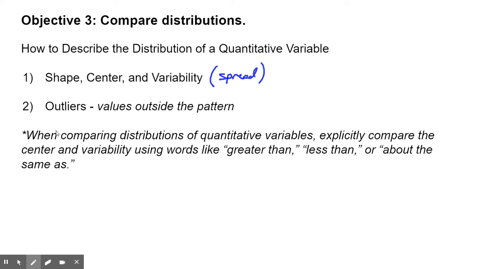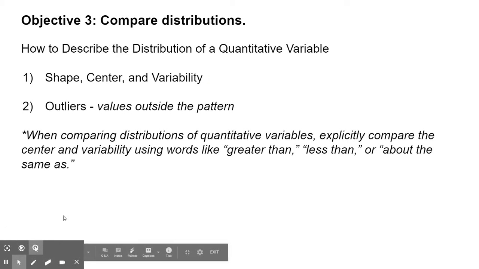Now, notice this note here. When comparing distributions of quantitative variables, explicitly, which means write it down, compare the center and the variability using words like greater than, less than, or about the same. So you have to use the comparison words, right? So actually compare them. Shape and outliers, you can just write down what the shape is and if there are any outliers. But for these other ones, you need to write down greater than or less than or about the same. Okay, cool.